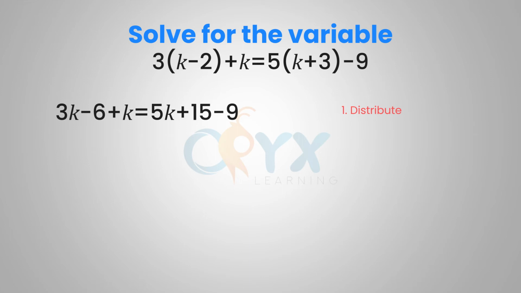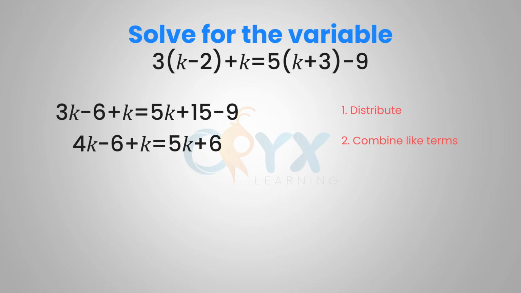Now we can combine like terms on both the left and right sides. 3k plus k is 4k. 15 minus 9 is 6, leaving us with 4k minus 6 equals 5k plus 6. Now we're ready to solve, so we can gather our variable terms.